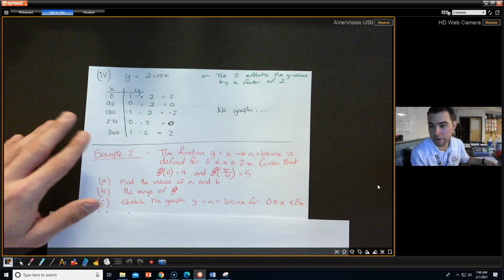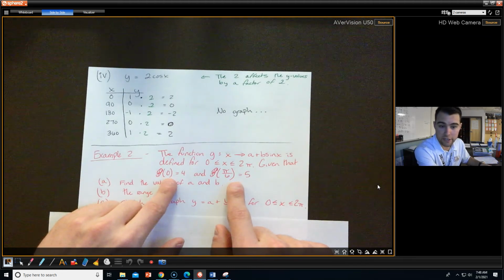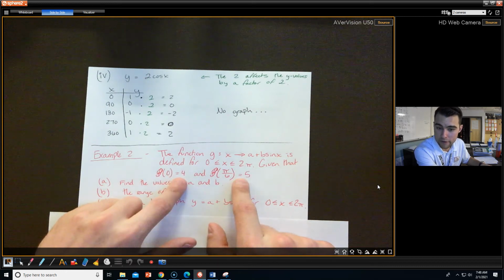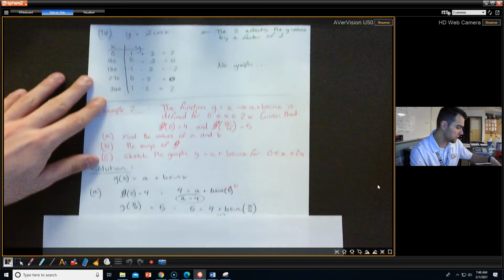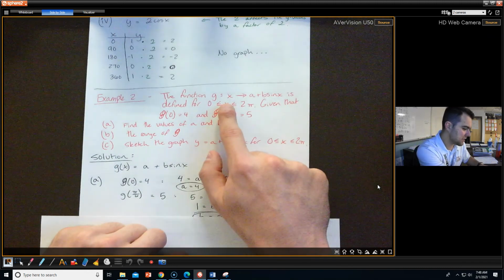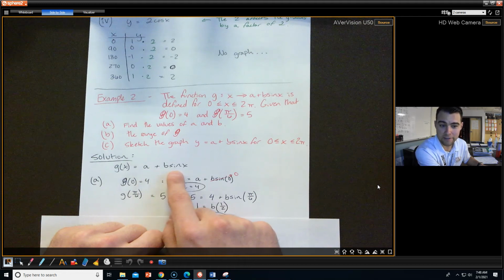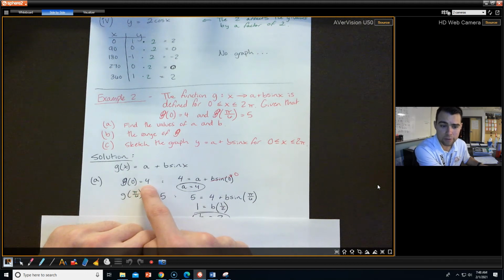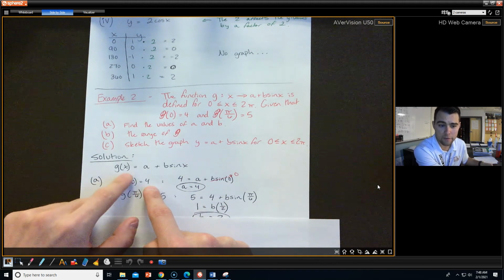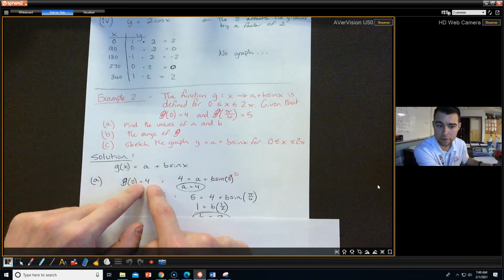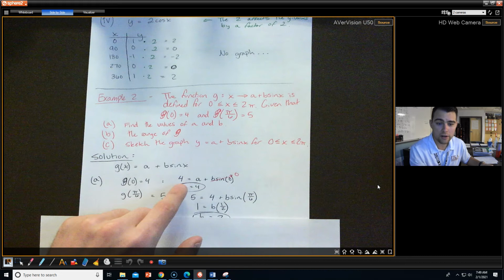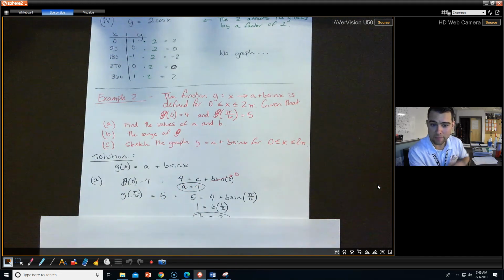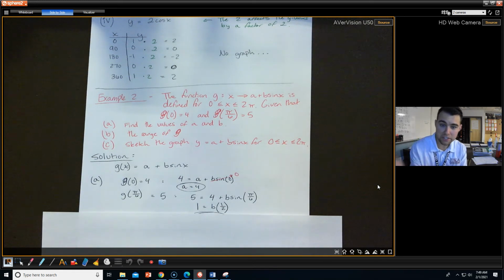Okay? So let's find the values of a and b. Now, this information it gave us here, where we plug in these angles and get out y values, is critical for this part. So I take my g of x equals a plus b sine of x. I write it like this because I'm not insane. And then I take g of 0 equals 4. So I'm plugging in 0 for x, and I'm getting out a 4. So 4 is equal to a plus b sine of 0. Well, sine of 0 is just 0, so b's gone, so a equals 4.